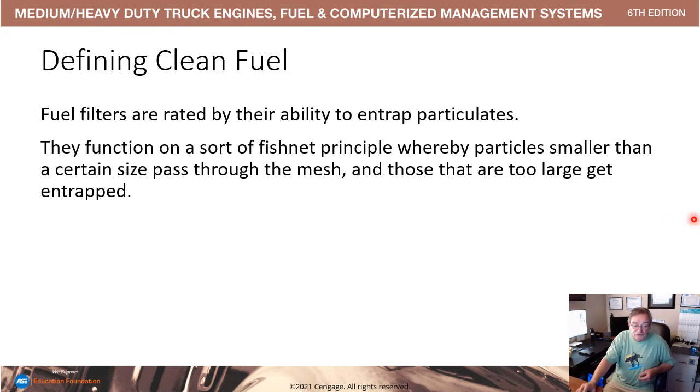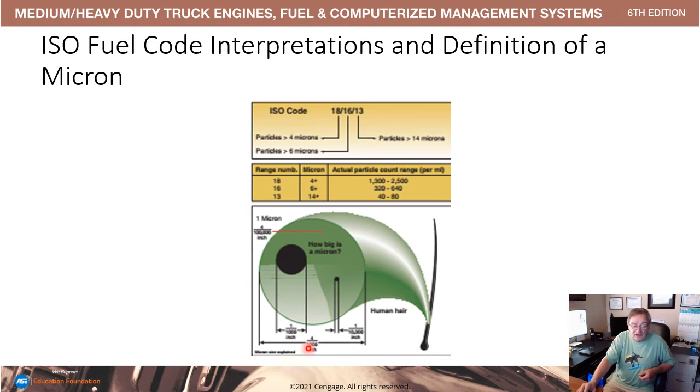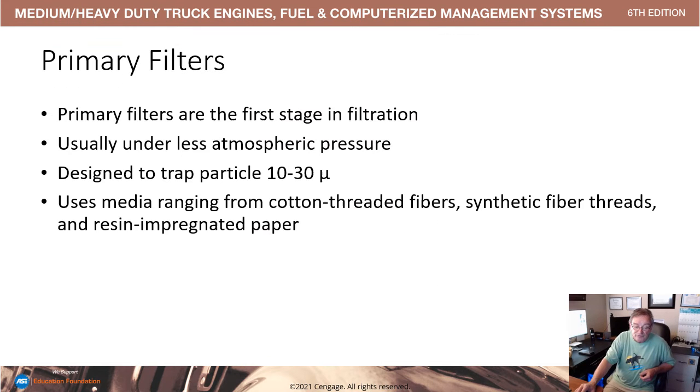Fuel filters are rated by their ability to entrap particulates. They function on a fishnet principle, whereby particulates smaller than a certain size will pass through the mesh, and those that are too large will get entrapped in the filter media. This is a description of the size of a micron compared to the size of a human hair. The average human hair is about 3/1000ths of an inch in diameter.